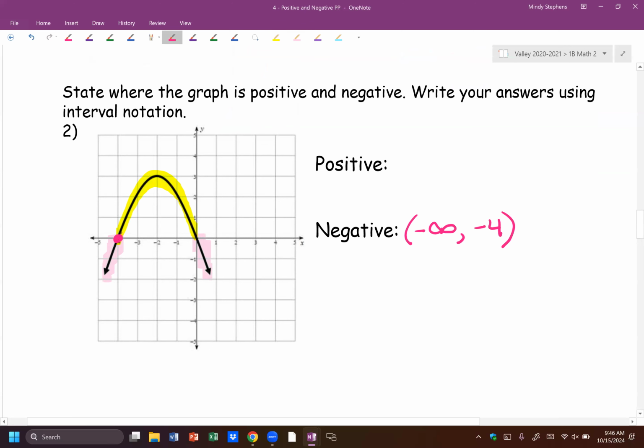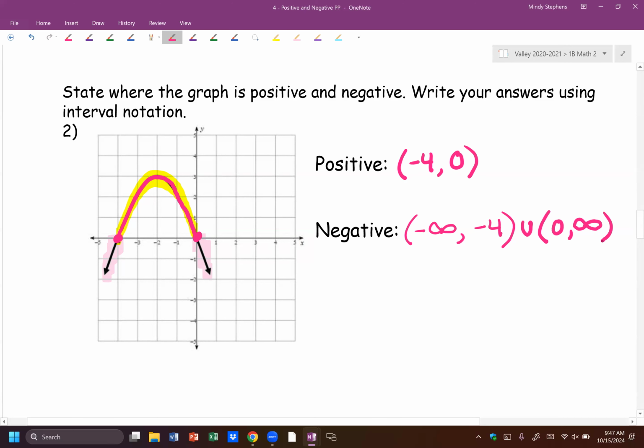Then it's positive. This entire piece is positive. So it kind of starts and stops where I have those dots. So it starts at -4, and it goes to 0. Then it becomes negative again. So we're going to do a union. And it starts at 0, and this piece goes forever to the right. So it goes to positive infinity.